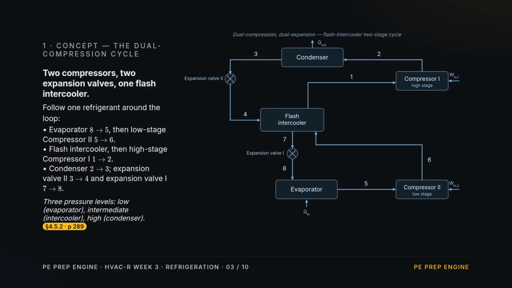Concept 2. Read the cycle. Start at the evaporator, state 8 to 5, then the low stage compressor, 5 to 6. That discharge enters the flash intercooler, and saturated vapor leaves it as state 1 into the high stage compressor, 1 to 2. Then the condenser, 2 to 3. High-pressure liquid drops through expansion valve 2 into the intercooler, and intercooler liquid drops through expansion valve 1 back to the evaporator. 1 refrigerant, 3 pressure levels.